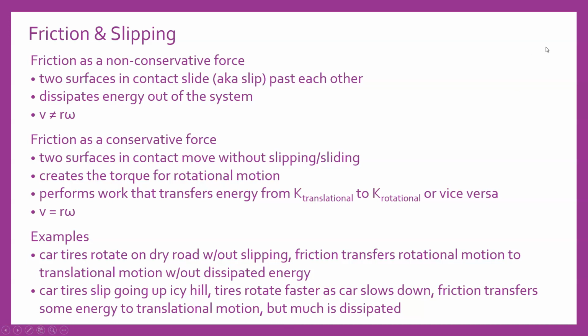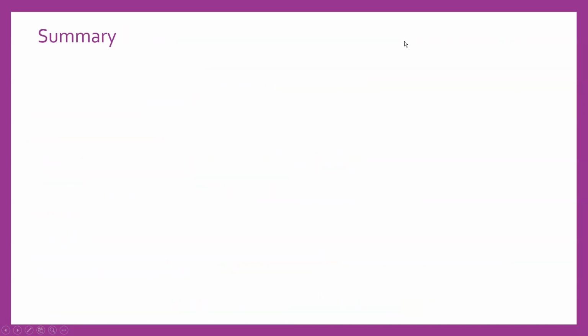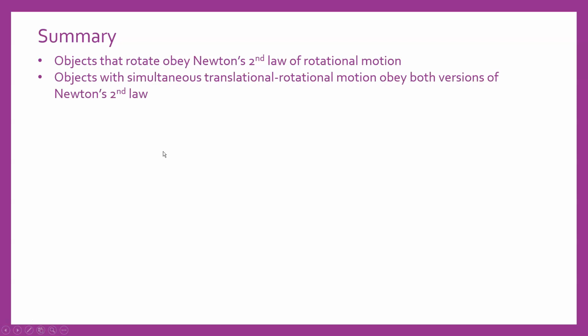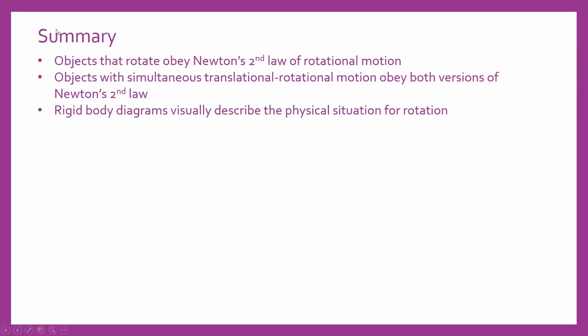Well, this wraps up our lesson. Let's summarize what we've learned about rotational dynamics and energy. Objects that rotate obey Newton's second law of rotational motion. Objects with simultaneous translational and rotational motion obey both versions of Newton's second law. Rigid body diagrams visually describe the physical situation for rotation. They're analogous to our free body diagrams in translational motion.